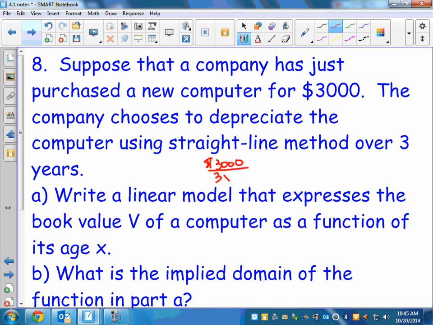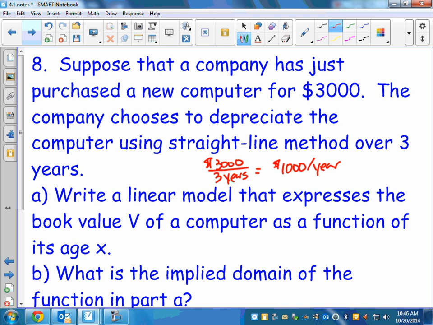Yeah, because it's $3,000 over 3 years, so we can say that it's losing $1,000 per year. That's the rate of change, or AKA the slope of this problem. If you're saying something's happening per year or per day, that's the slope of the problem. So we want to think about, could we write a linear equation showing that we could find the value of this computer at any time?